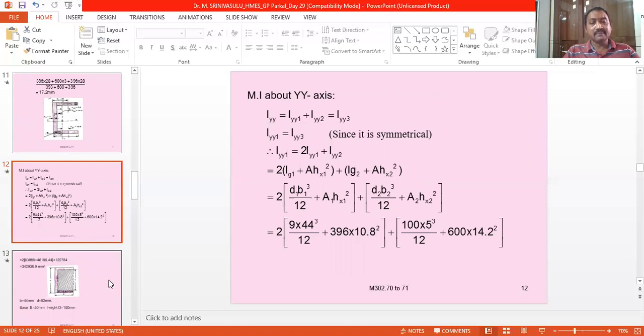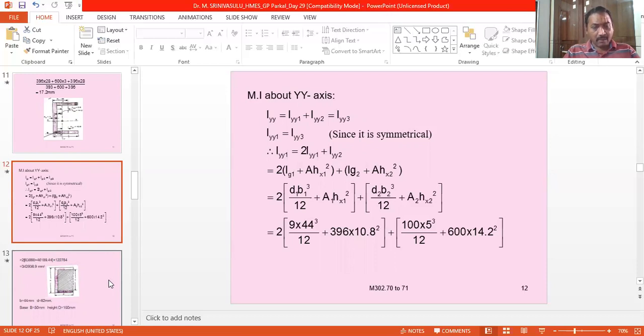First of all, we will see the Iyy. So here, the moment of inertia of the given section about the y axis: here we got three rectangles. So I of the rectangle 1 plus I of the rectangle 2 plus I of the rectangle 3. That is I is equal to I1 plus I2 plus I3.